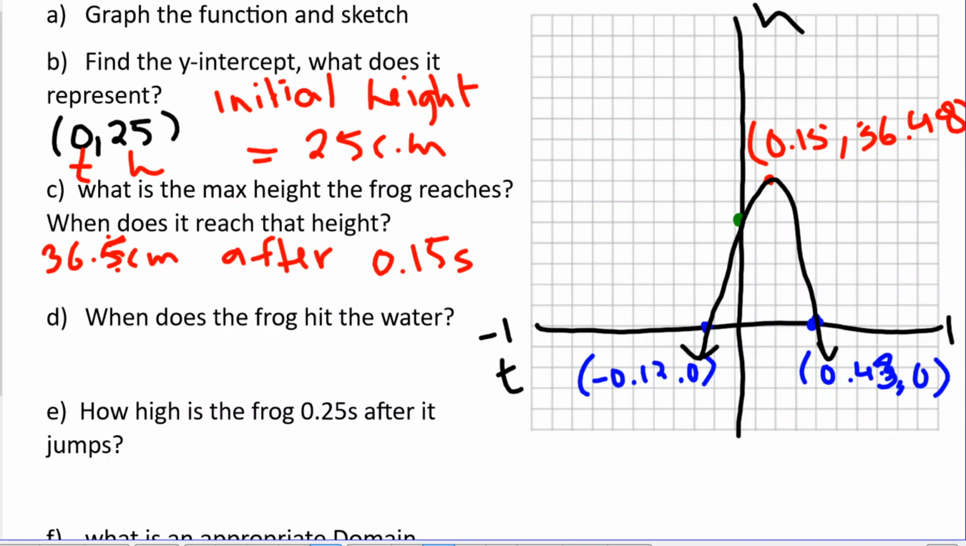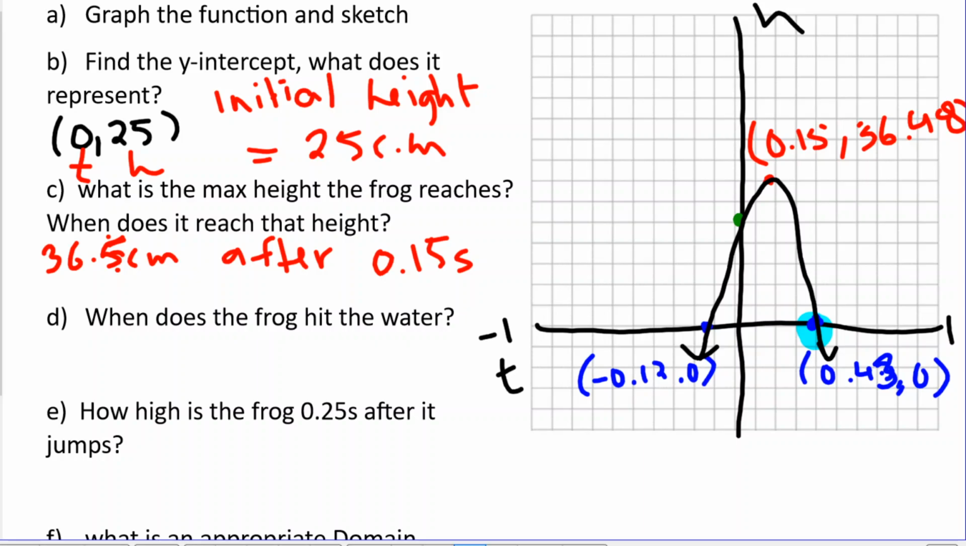When does the frog hit the water? Well, we're looking for our x-intercept here. Specifically, I'm looking for this second x-intercept, because we're looking for a time in the future. We're not looking for a time in the past. In this case specifically, negative times don't really make sense for us. So we're looking at a time in the future. We're looking for an x-intercept because that is the water level, right? A height of 0 means they're at the water.